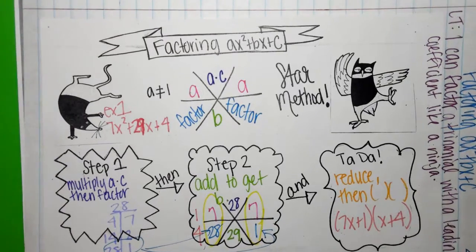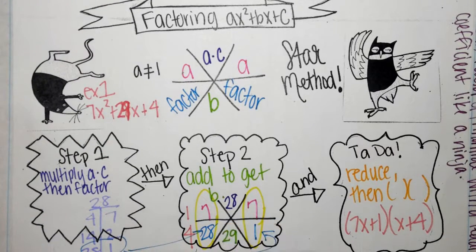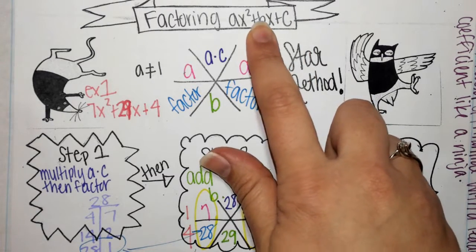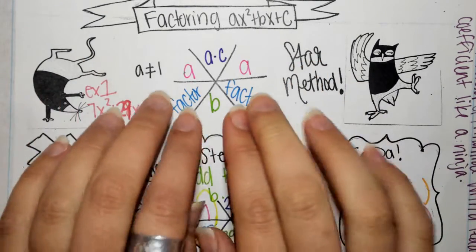Alright, so what was our learning target yesterday and today? Are you going to check? Fantastic. So, what we did Tuesday, Wednesday, Thursday was we had a leading coefficient of 1, where you just multiplied together to get C, added to get B, and you had to watch your signs. This time we use the star method.